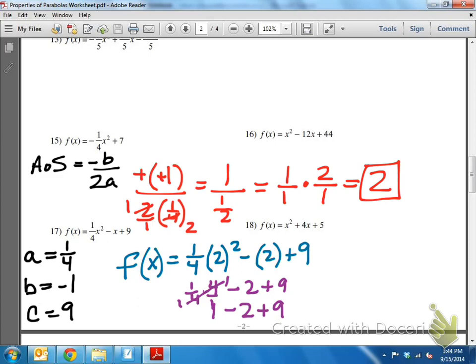1 minus 2 is -1. -1 plus 9 equals 8. So the x part of my vertex is 2. The y part of my vertex is 8. So my vertex is at 2, 8.